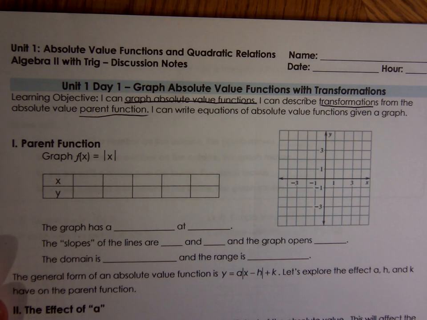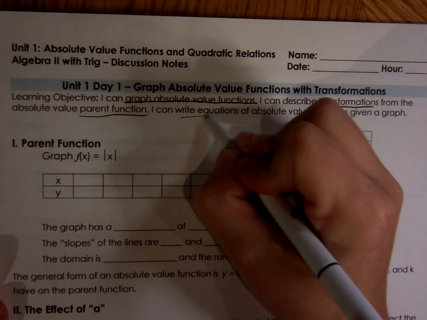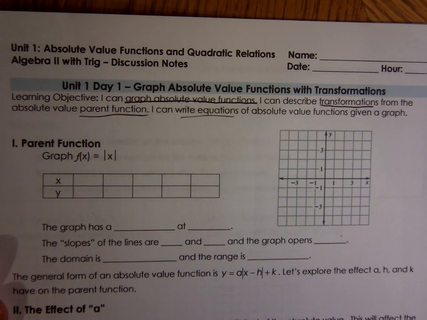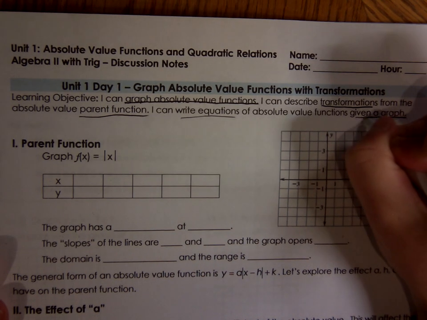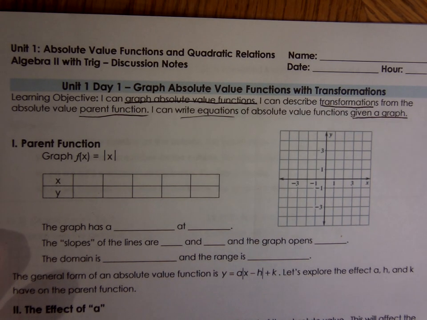The next learning objective is I can write equations of absolute value functions given a graph. So these are all of the different ideas that we are going to learn about in this section.